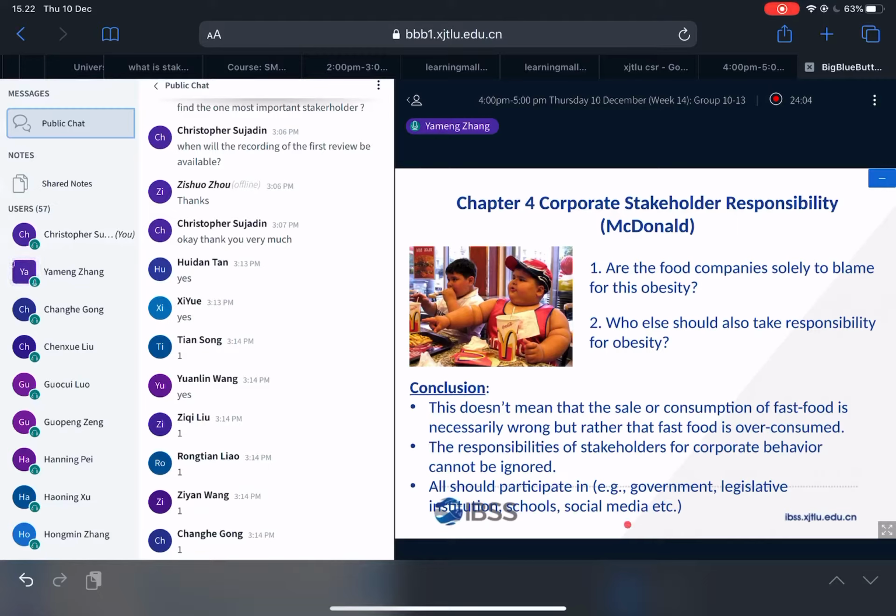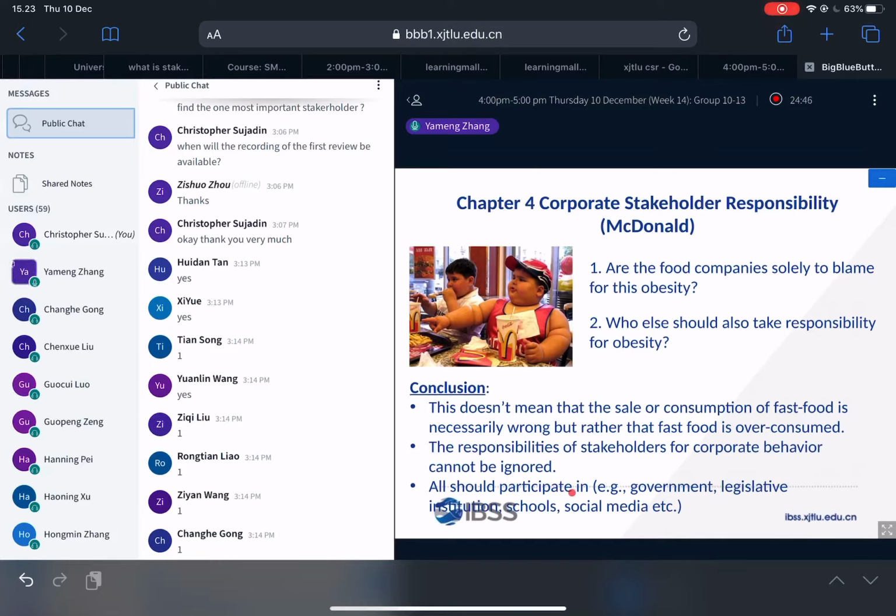And the general conclusion for this tutorial, the first one is, it doesn't mean that the sale or consumption of fast food is necessarily wrong, but rather that fast food is overconsumed. So McDonald's should take some responsibility because they oversell unhealthy food to customers. However, customers still have the rights. They have the discretion to deny the sales from McDonald's, from the restaurant. So the customers should also take responsibility for this obesity issue.